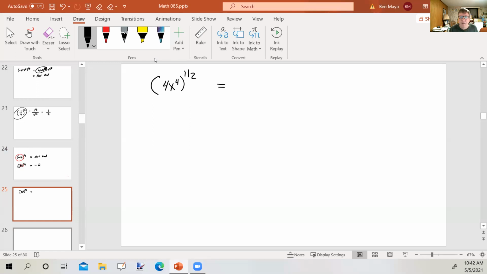So we've got a product raised to a power. We're going to attach that power to each factor inside, okay? 4 to the 1/2 power, the square root of 4 is 2. X to the 4th power to the 1/2 power, recall that a power raised to a power, you would multiply the exponents. 4 times 1/2 is 2, so this becomes x squared.